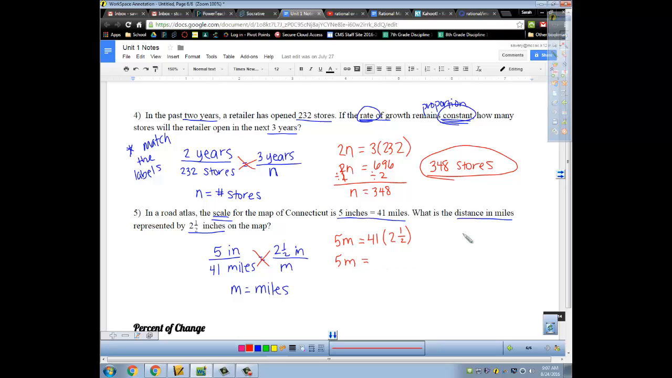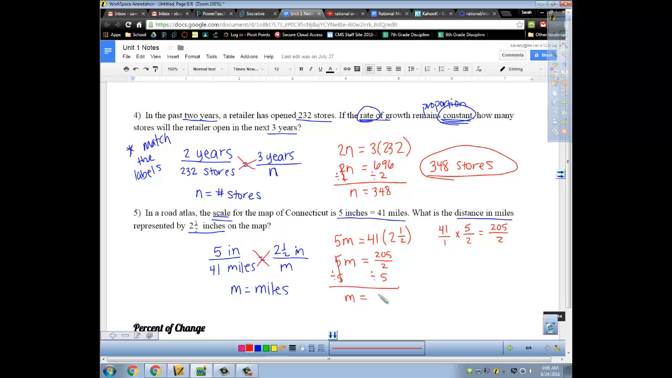So off to the side, I'm going to figure out what is 41 times 2.5. So I'm going to write 41 as 41 over 1. I'm going to multiply it by 2.5. I'm going to turn that into an improper fraction. So 2 times 2 is 4, plus 1 is 5 over 2. So 41 times 5 is 205. 1 times 2 is 2. And again, you could turn this into a fraction or into a decimal if you want. That is completely up to you. Now I need to get rid of this 5, so I'm going to divide both sides by 5.